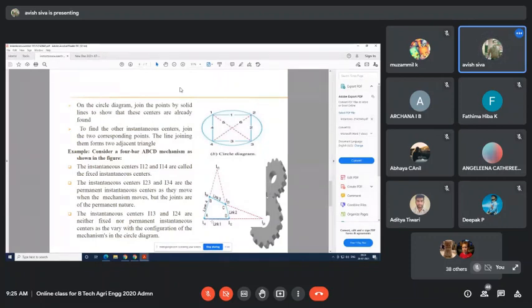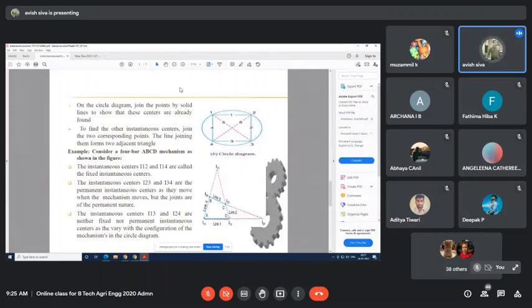Okay. So the point on the member around which the other members rotate. So you can see 2 points. These I14 and I12 are on the fixed link. So those points which are on the fixed links are called fixed instantaneous centers.